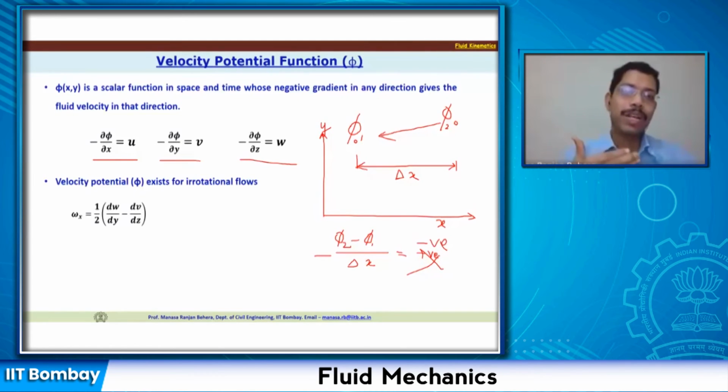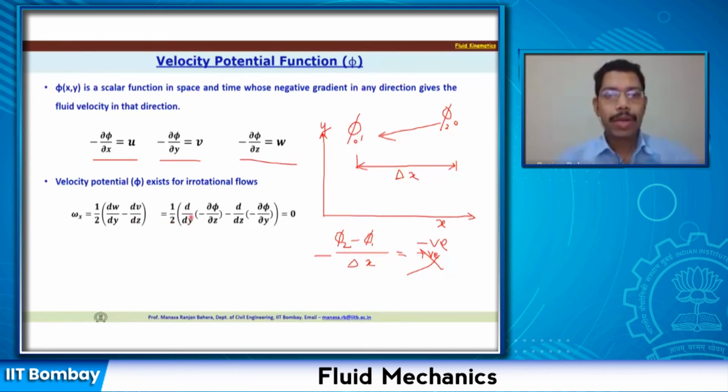So the expression for omega x is going to be 1 by 2 multiplied by dou w by dou y minus dou v by dou z. Okay. So now let us substitute the values of w and v in this case. If you substitute the value of w, what will happen? You will write down as dou by dou y multiplied by minus dou phi by dou z minus dou by dou z multiplied by minus dou phi by dou y.